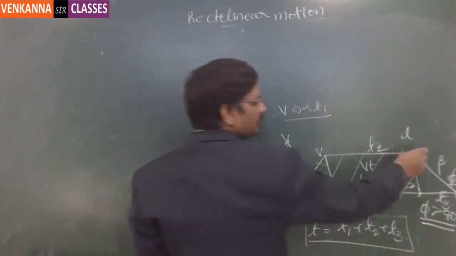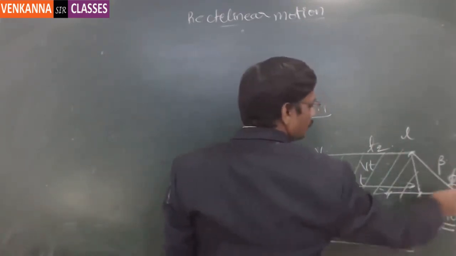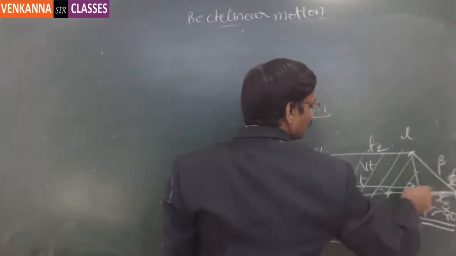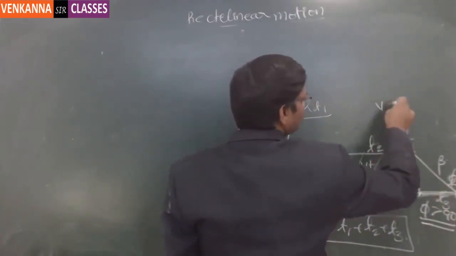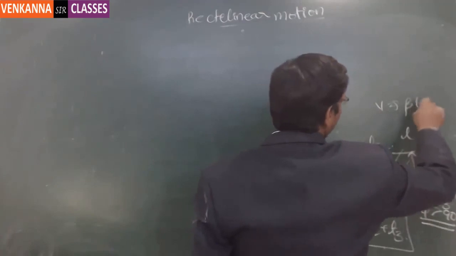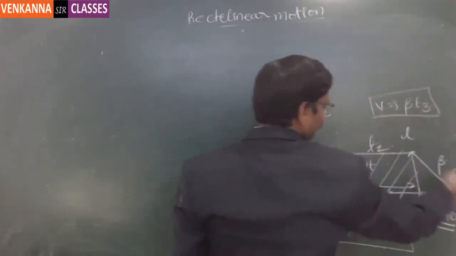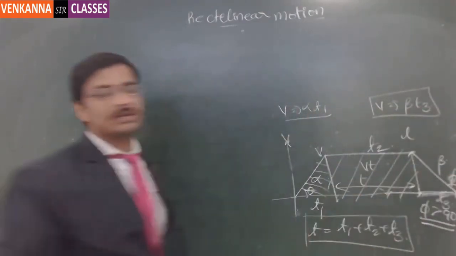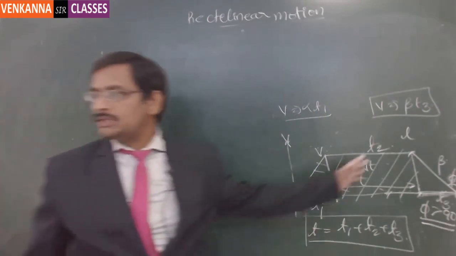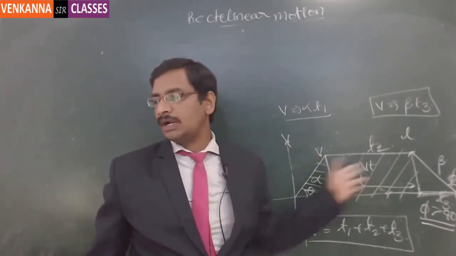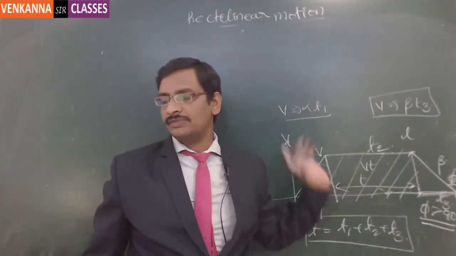And another relation is from here to here. If you notice this t3, if you count it from this location, then v is again equal to beta times t3. If you look at it from this side, you will be able to make it out easily, right? So these are the two relations, and it maintained a constant velocity in this particular duration of t2.